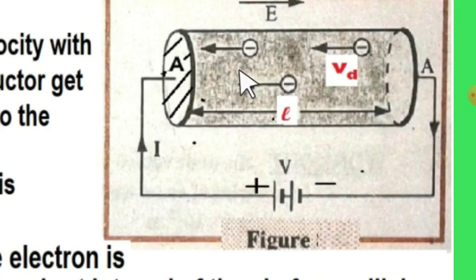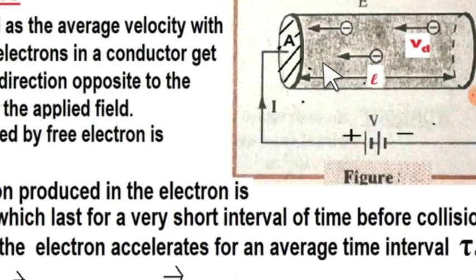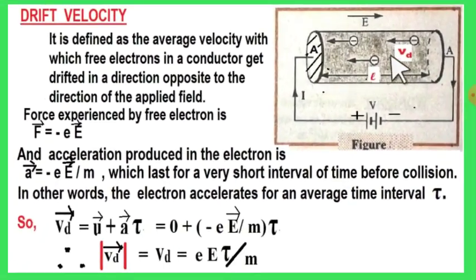So these electrons, when applied with a source of EMF, or rather the potential difference at two ends of the conductor, what happened there? The motion of the electrons will be drifted. These electrons will get drifted inside the conductor in the direction opposite to that of the electric field. So the average velocity with which these free electrons get drifted in a direction opposite to the direction of the electric field inside the conductor is known as drift velocity.